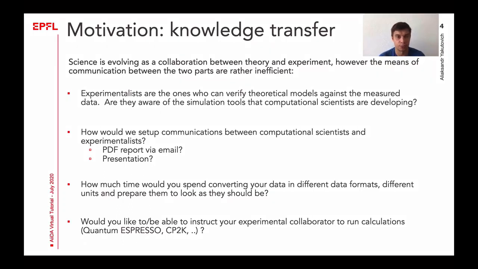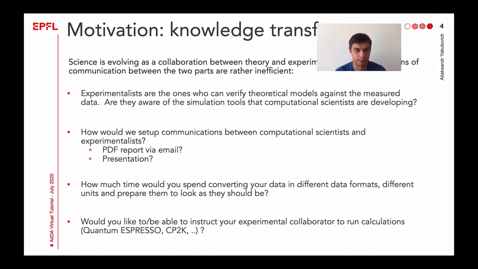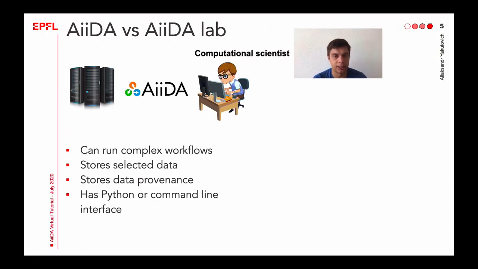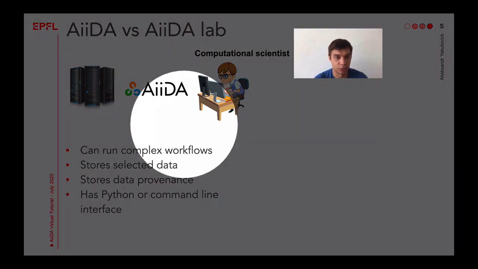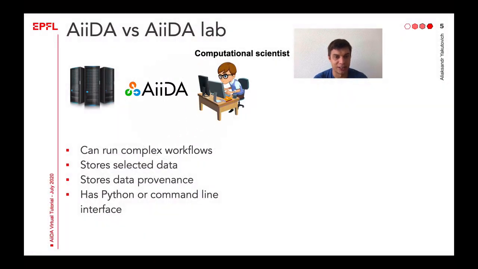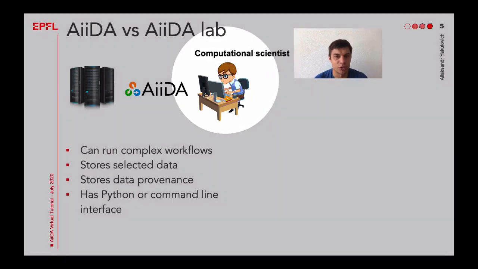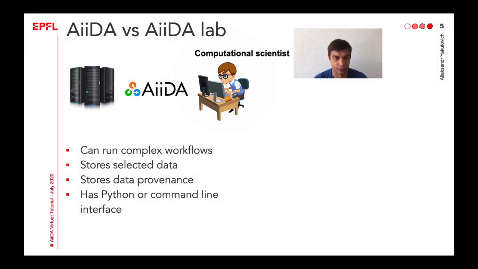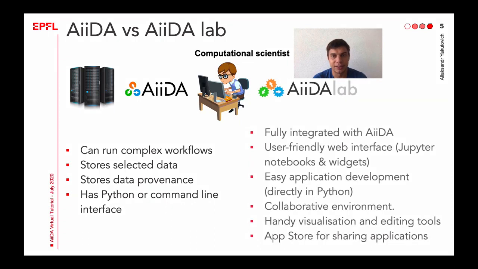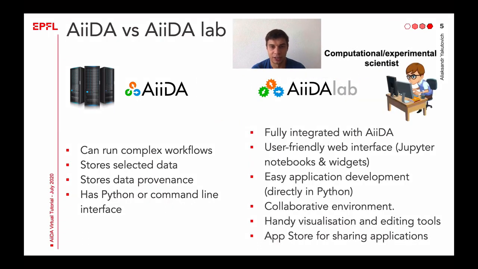AiiDA lab essentially is our response to those challenges. How do we do that? Well, as you can see, AiiDA has already gone a long way in order to make science reproducible and transferable. It can run complex workflows. It also stores selected data and the data provenance so that you can see where your data are coming from. But it has a Python or command line interface. Therefore, the most frequent user of AiiDA is a computational scientist. While AiiDA lab adds this remaining bit of user-friendliness.